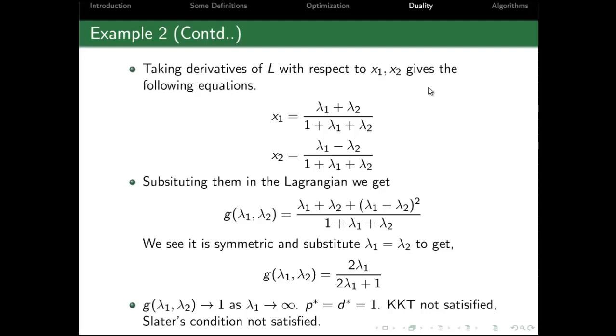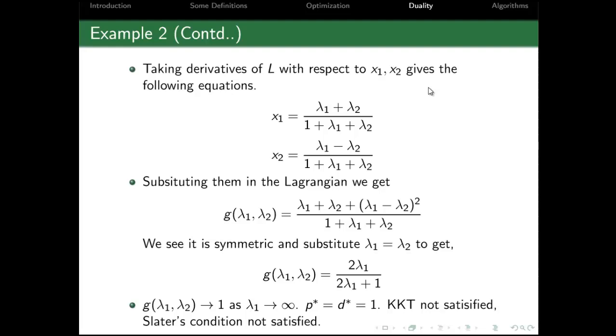Okay, now let us try to investigate what exactly is happening. We'll try to solve the dual problem now. For solving the dual problem, we have to find the maximum of g. First let us find out what the function g is. g is the infimum of the Lagrangian over x. We'll take the derivative of L with respect to x, solve it, and then we arrive at this g function, which is a function of lambda 1 and lambda 2.